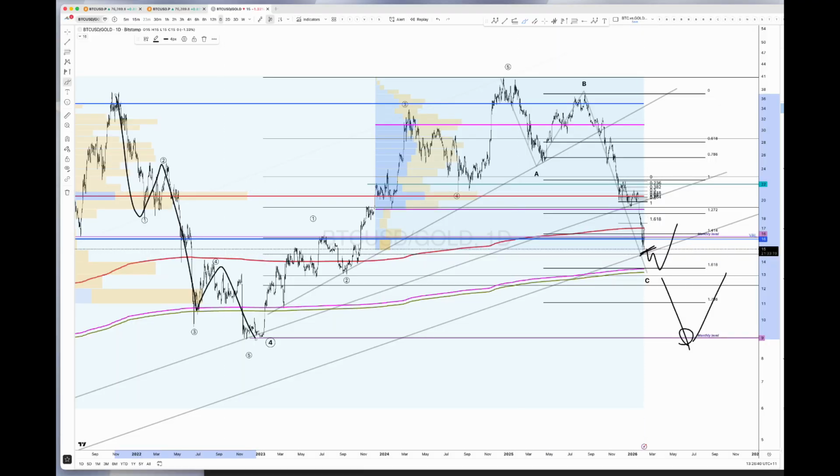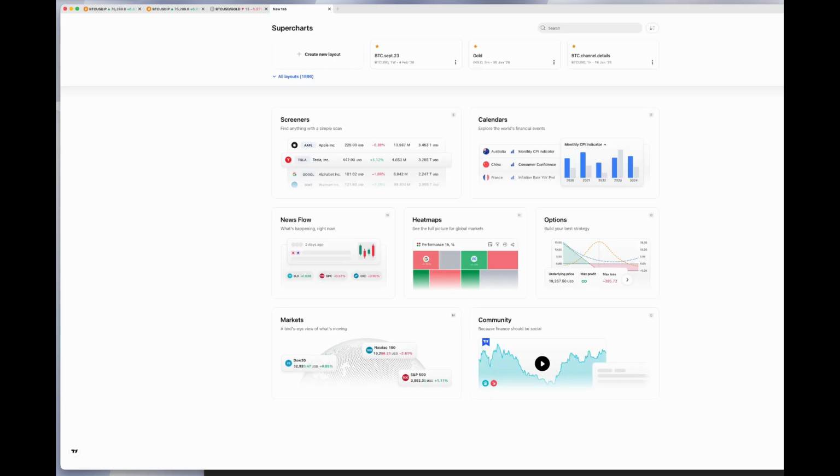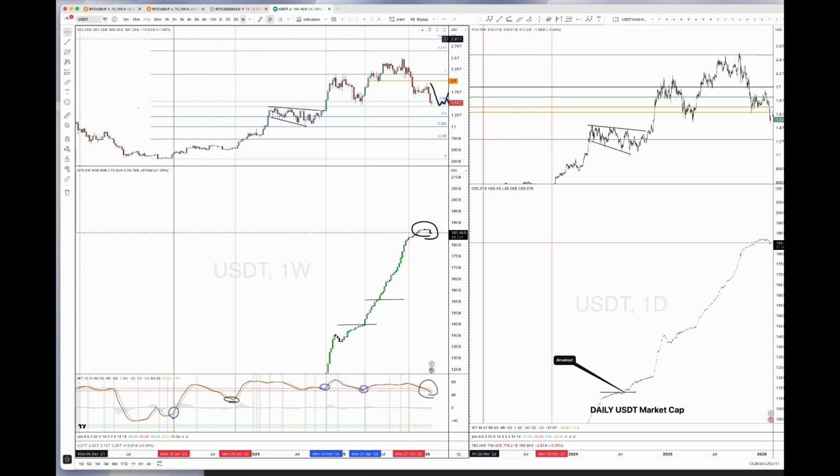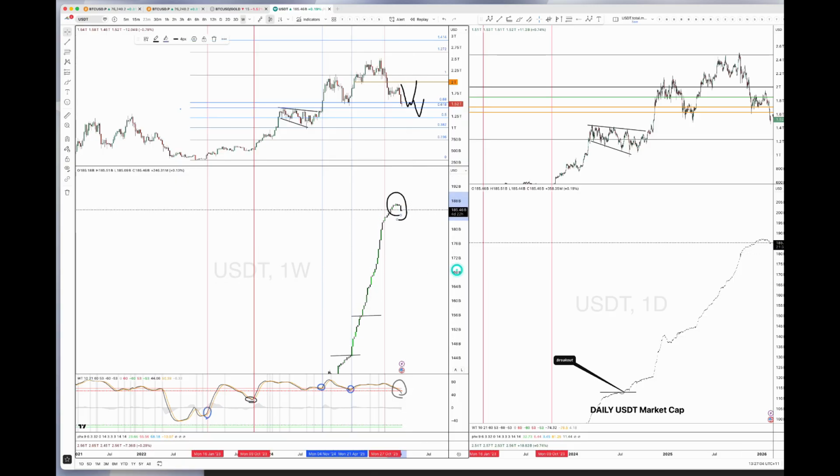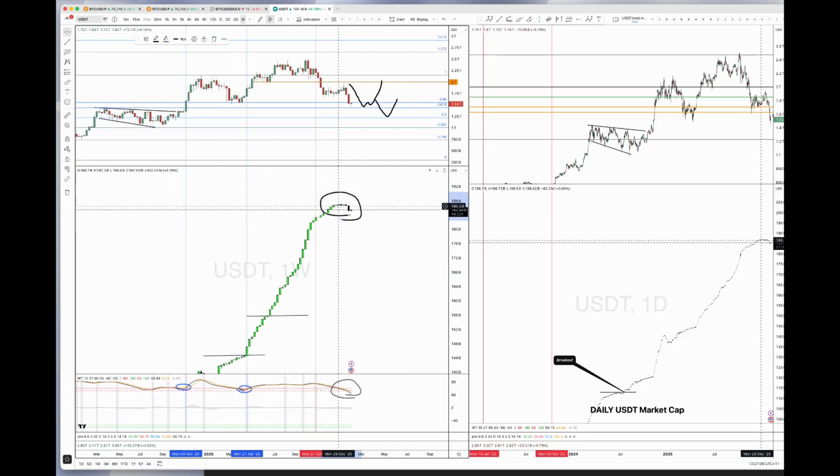One more. Let's look at one more thing. Yeah, right. Let's look at Tether. We've got this Tether chart. So Tether, we had this Bitcoin. Tether, if you look at it carefully, it dropped.